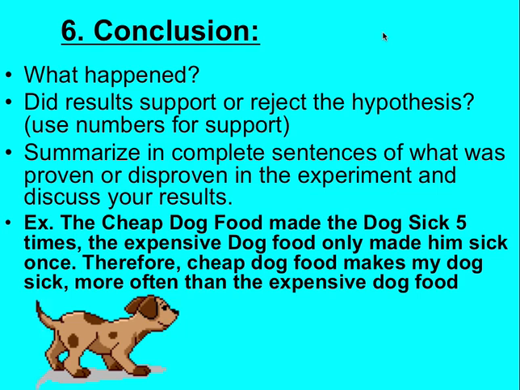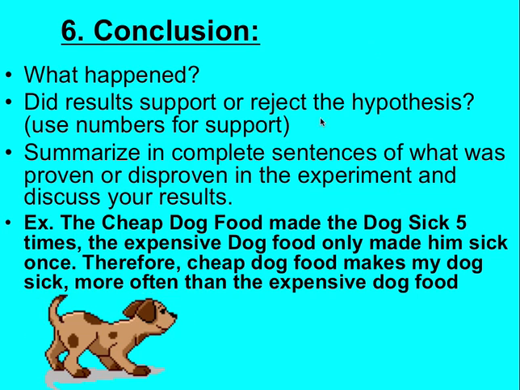Okay, what happened? That's my conclusion. Did the results support or reject my hypothesis? That's what I should always mention first in my conclusion. I should always write about my hypothesis. Was it right? Was it wrong? I need to summarize what happened since it was proven or disproven in my experiment.